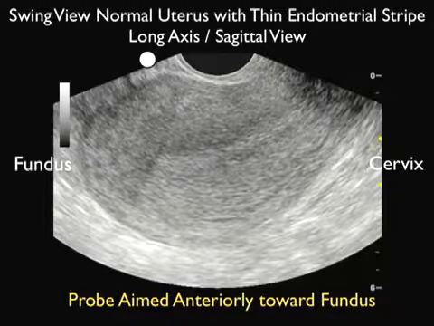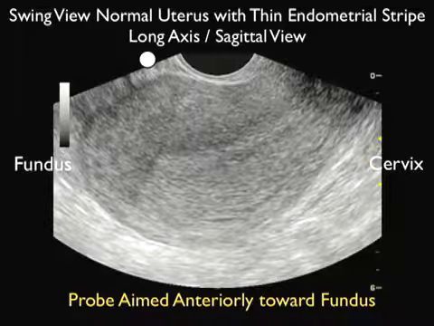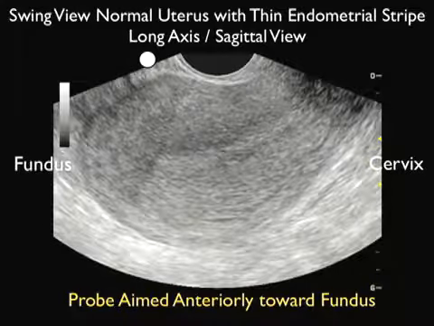So just remember that you're in the vertical plane. Having your hand up high will aim the probe posterior to image cervix, and dropping your hand and aiming the probe more anterior will best image the fundal region.